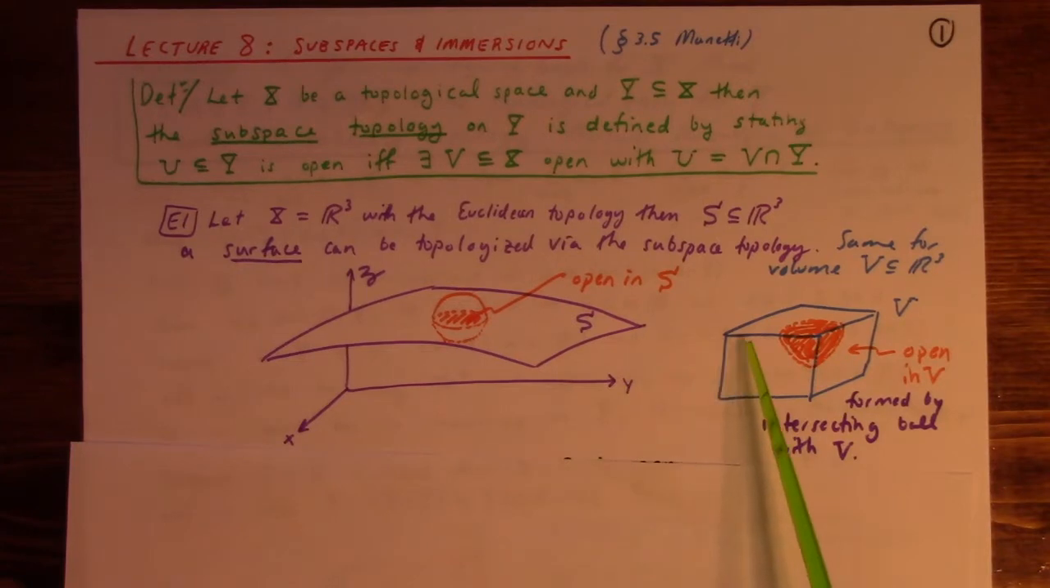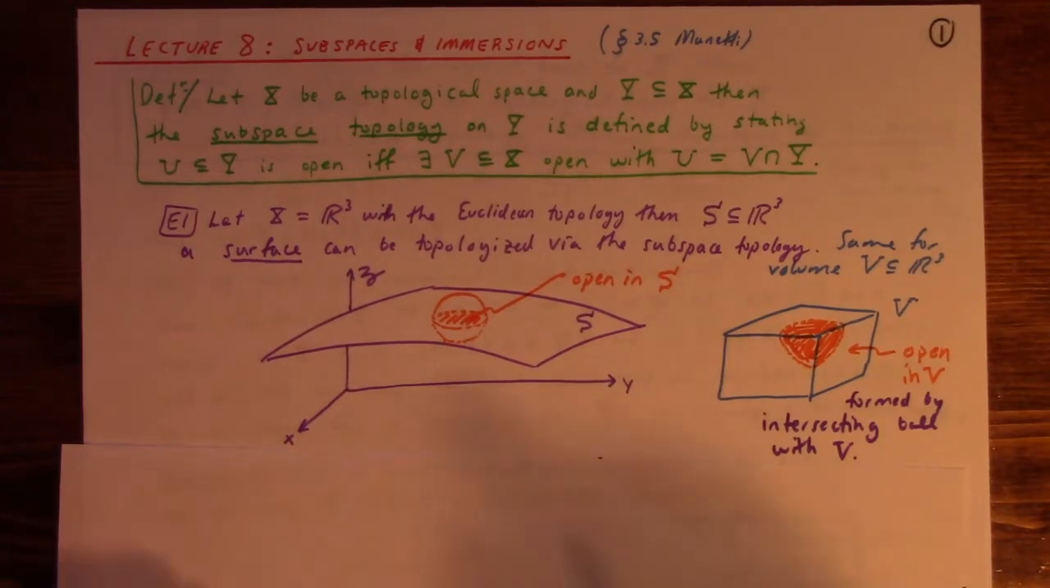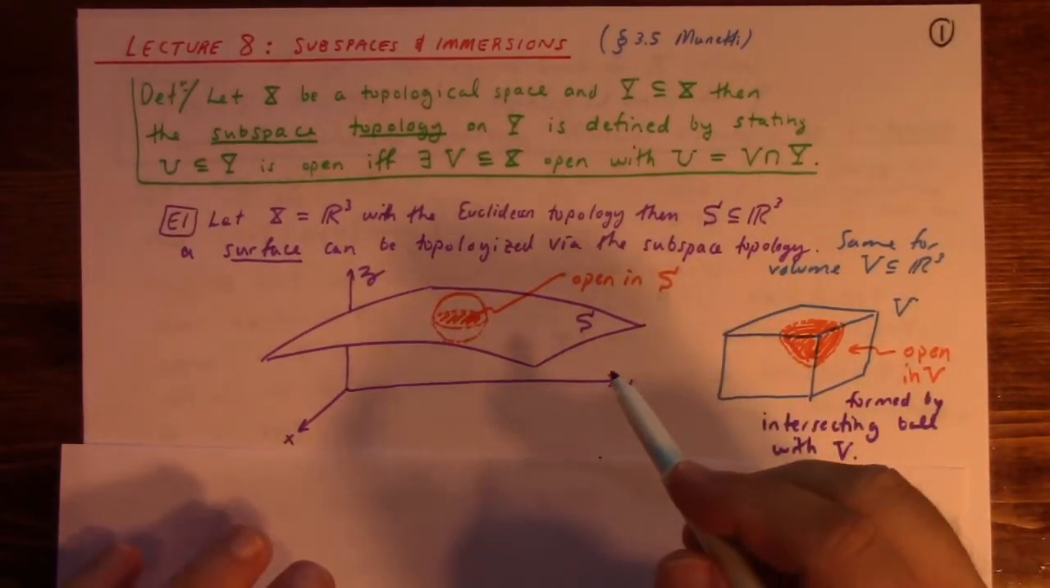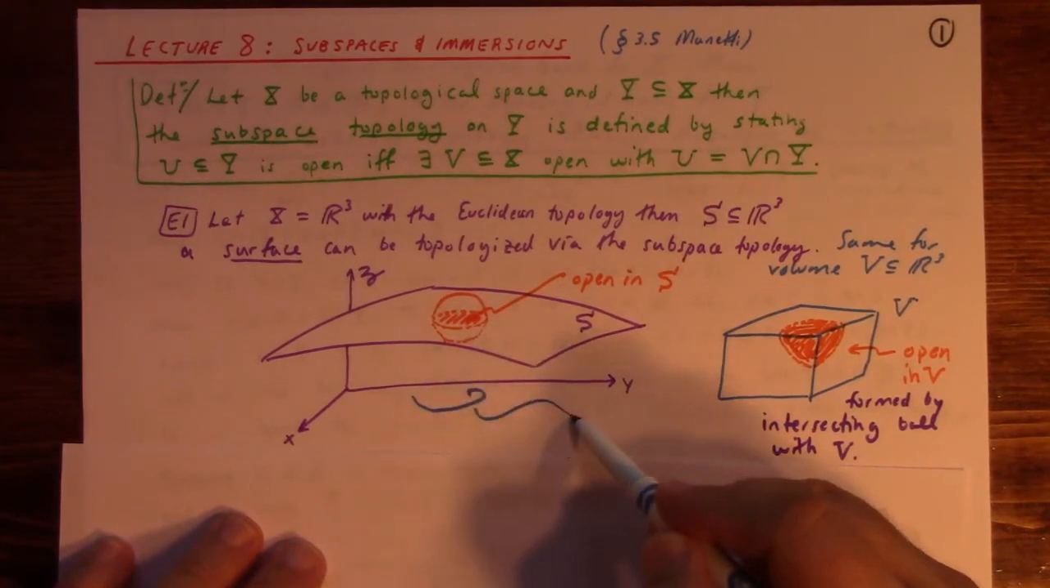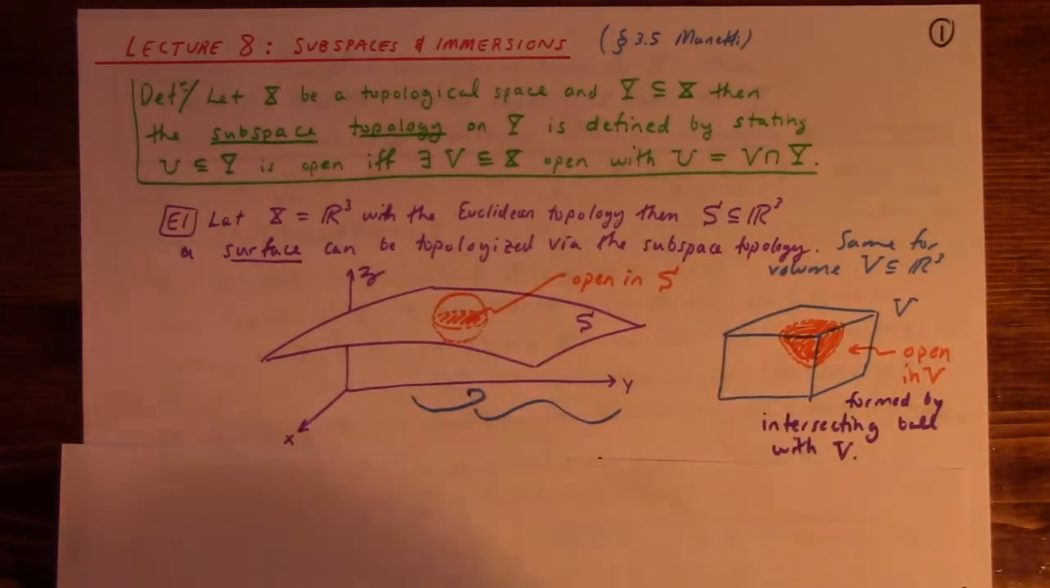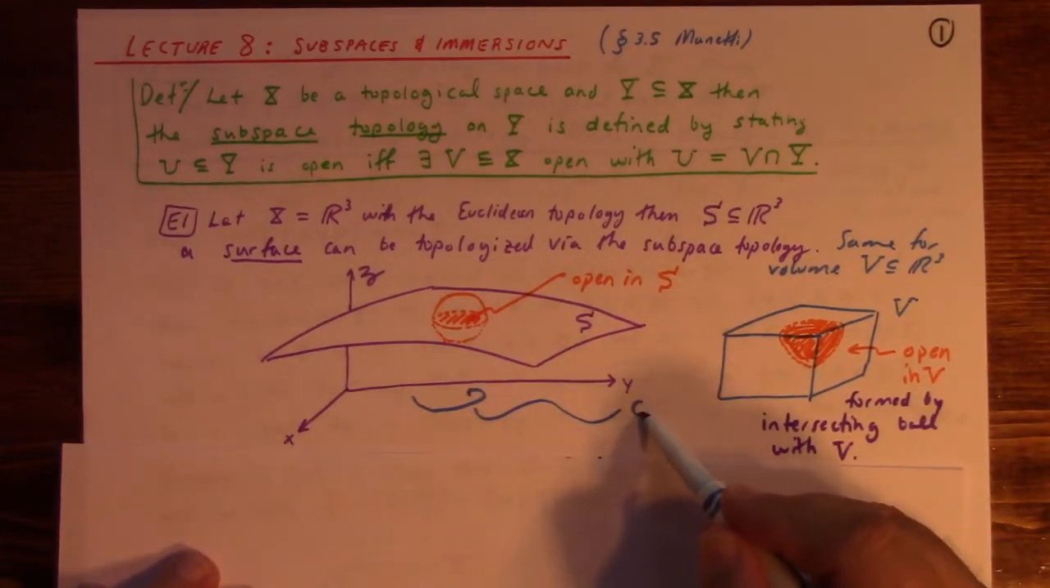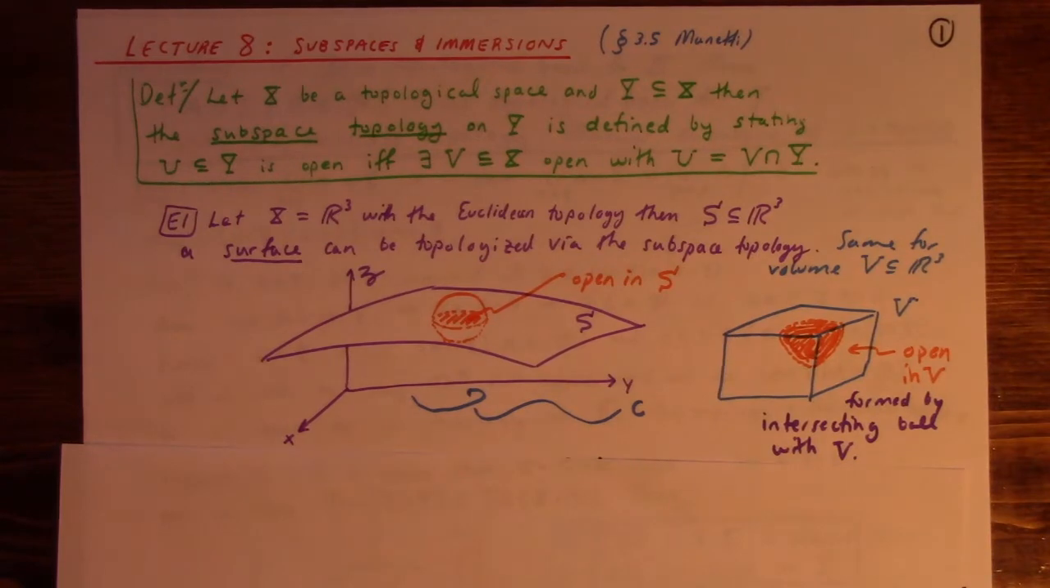And you could also have a curve in R3. That could be your set, a subset of R3, and you could define the subspace topology on a curve by looking at the intersection of the open balls with the curve.